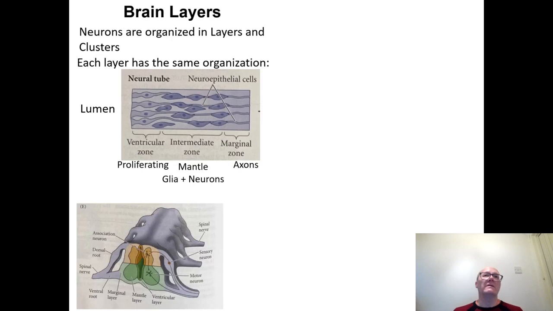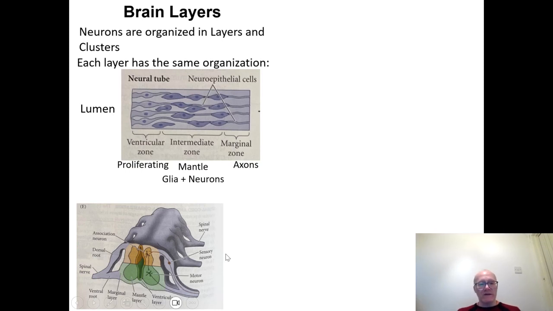If you look at the maturing nervous system along the spine of a vertebrate, you find that at one point the mantle assumes a characteristic shape. It is called a butterfly shape. You can see it here in this cartoon. This butterfly shape of the mantle is surrounded by the marginal zones. Near the center, we have the ventricular layer, and in the middle, we have the lumen.